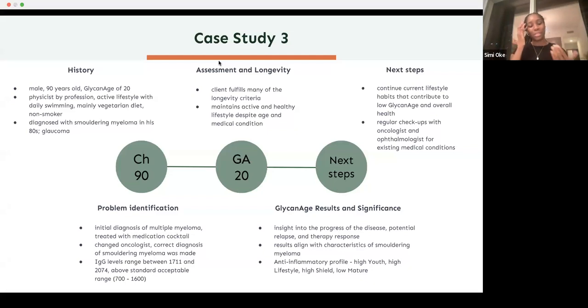And the reason this is an interesting case, or the reason why this is a good illustration of GlycanAge, is because, as hopefully you all know now, GlycanAge does look at IgG. And so if you have something like smoldering multiple myeloma, which increases your IgG level as part of the way it works in its pathology, then of course your GlycanAge is going to be unusual or odd because your IgGs are significantly higher. And therefore, this client, despite being 90, was having a GlycanAge of 20.